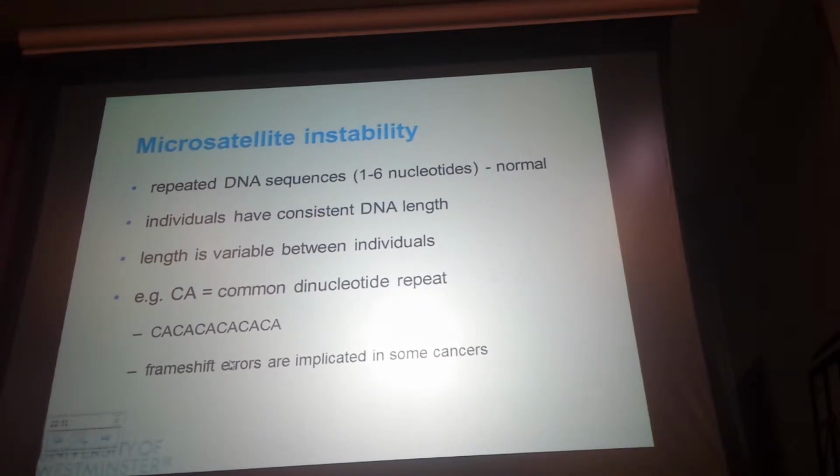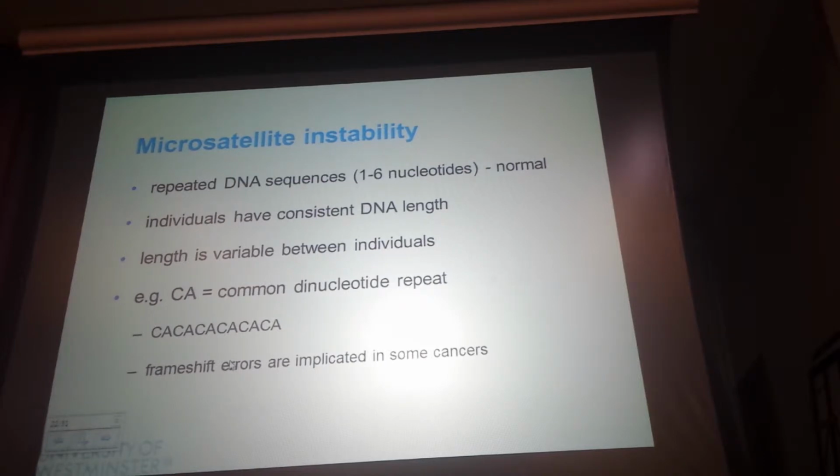In the DNA, you have some repeats of 1 to 6 nucleotides, and that's normal. Your mom may have, for one particular piece of DNA, 10 repeats, but your dad can have 8 repeats. So the length of these repeated DNA sequences is variable, and it will change between individuals. As an example, often it's a CA dinucleotide repeat. So you can have it 6 times, 7 times, 8 times, 9 times.